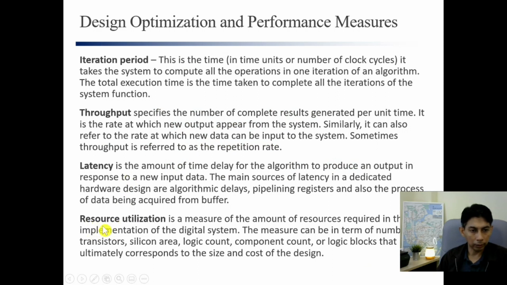All right, and the last one is resource utilization, which is a measure of the amount of resources required in the implementation of the system. Meaning how many registers, how many adders, how many multipliers you use to produce your system. The measure can be in terms of number of transistors, silicon area, logic count, component count, or logic blocks that ultimately correspond to the size and cost of the design. This is directly related to the cost of the design. If you use many logic blocks, logic count, or even many transistors, of course the cost is higher.